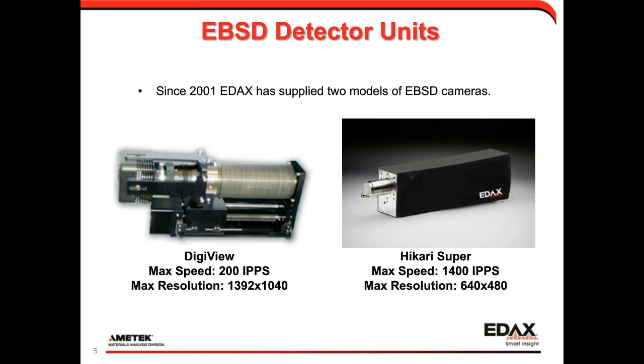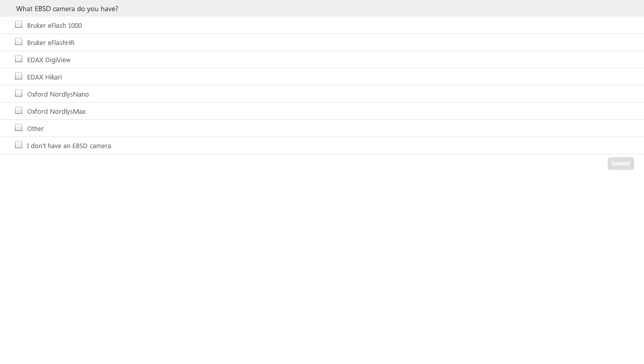So at this time, we're actually going to start off and ask you a relatively basic question just to get an idea of what system you have. And here's a poll for you. So the question is, what EBSD camera do you have? We've included both ours and our competitors because we want to know essentially what you're working with. My understanding is that most of our customer base and probably most of the people here have Hikaris. And the Hikaris are the same technology essentially as the DigiView. It's just, again, the resolution and how fast you can pull that data off.